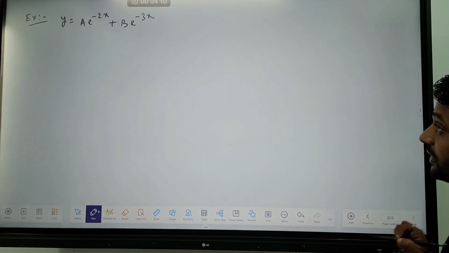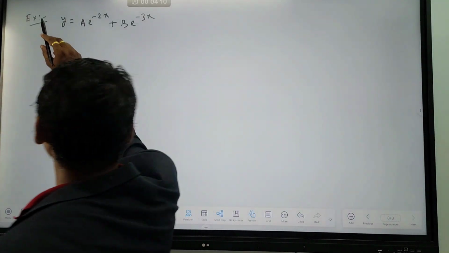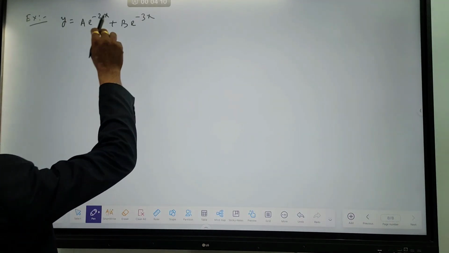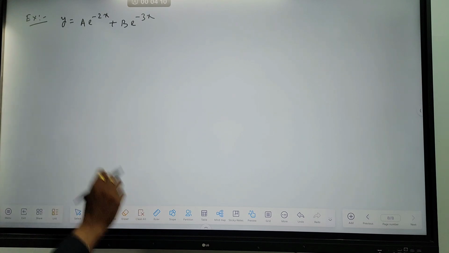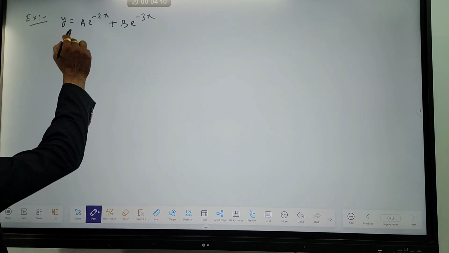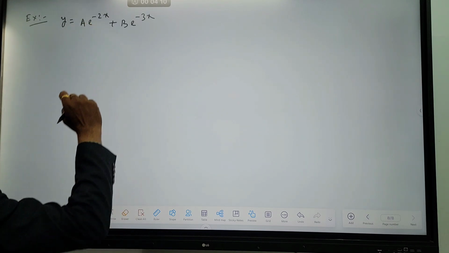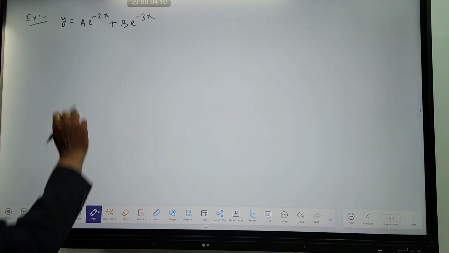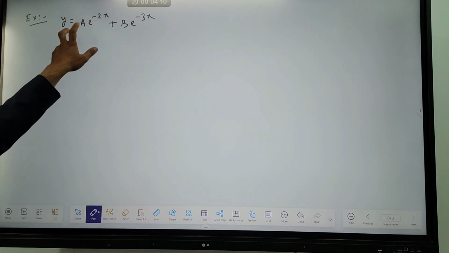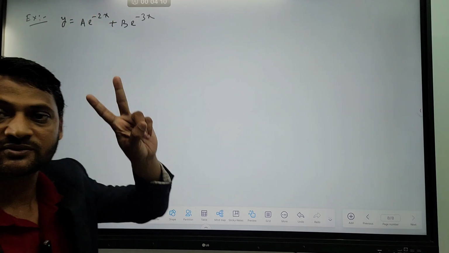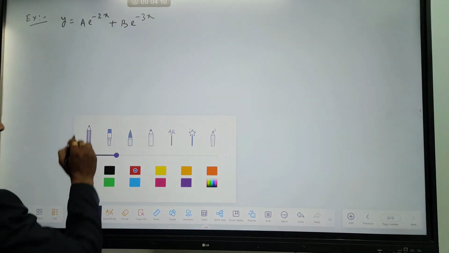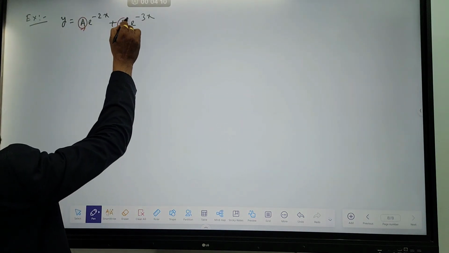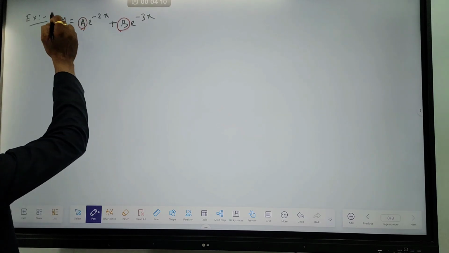Okay, so coming to last question, y is equal to a into e to the power minus 2x plus b into e to the power minus 3x, we'll have to make a differential equation. So as I've told, there are how many arbitrary constant, there are two arbitrary constant, so we have to differentiate this function two times. Remember, two arbitrary constant like a and b are the two arbitrary constant, we have to differentiate this function two times.